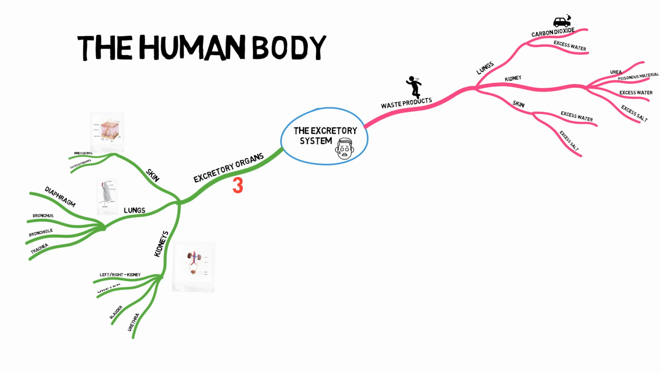We have carbon dioxide, excess water, urea, and excess salt. Which one are you going to pick? As you can see from the mind map, we have excess water on lungs, we have excess water on kidney, we have excess water on skin. So the answer will be excess water. So it's very simple. You can use this mind map to study. It's going to help you remember a lot of components when it comes to excretory system. So that's our first example. Very simple. I'm going to take another topic.